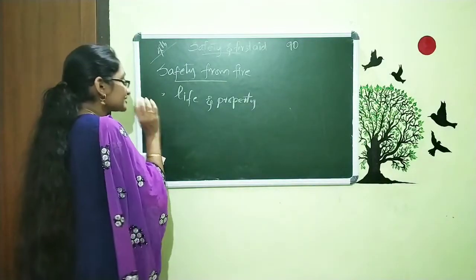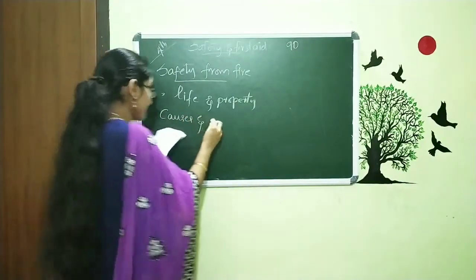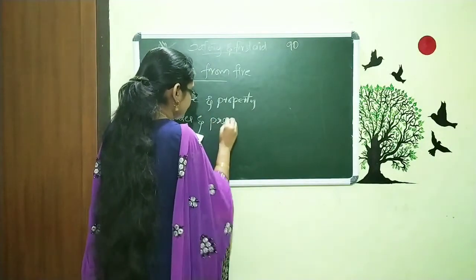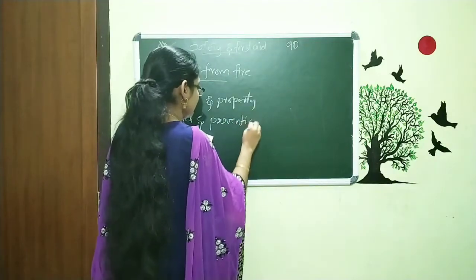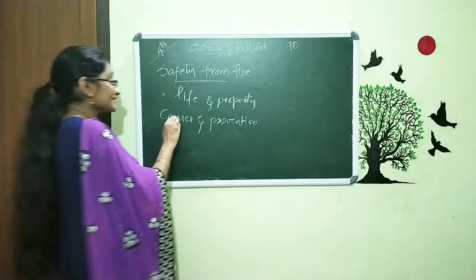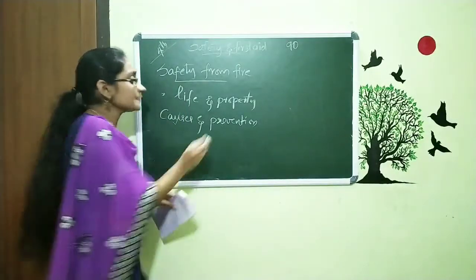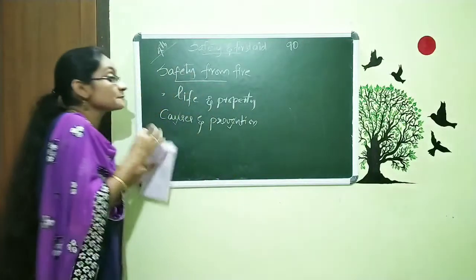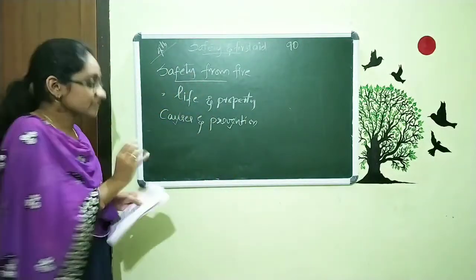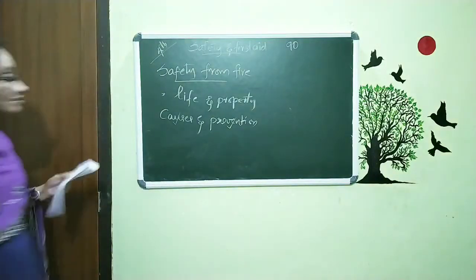And now we are going to study the causes and prevention of this fire. That means how this fire occurs. That is the cause. How or why this fire occurs. And the prevention, that means how we can prevent this fire. That is the thing we will discuss in prevention. So first of all we are going to discuss the causes.